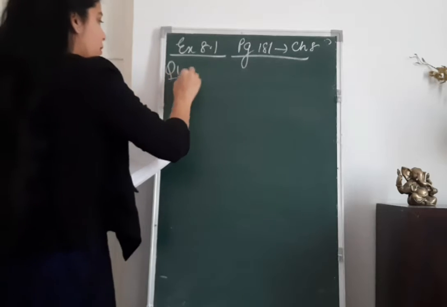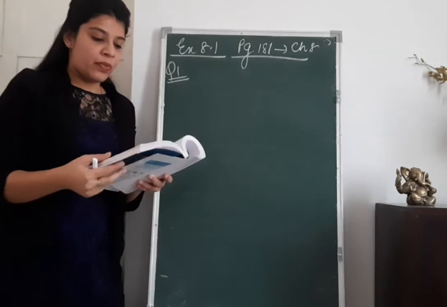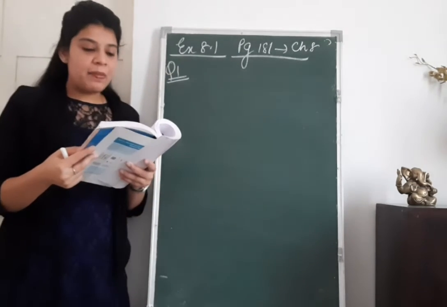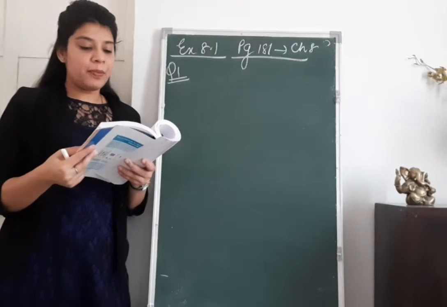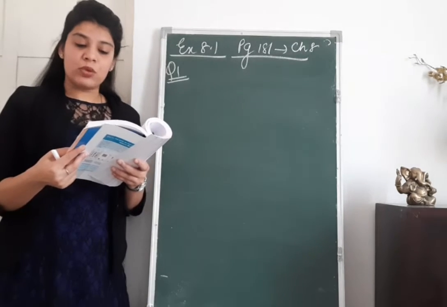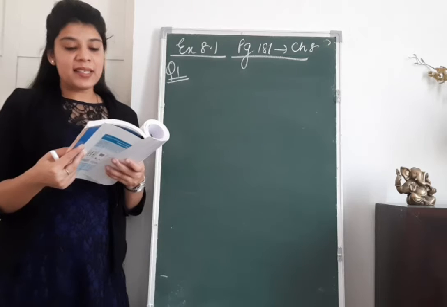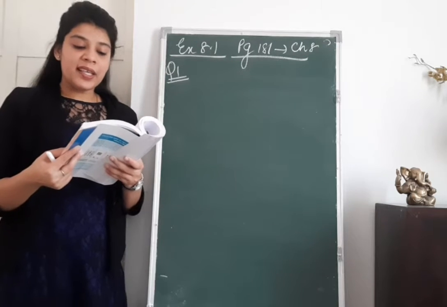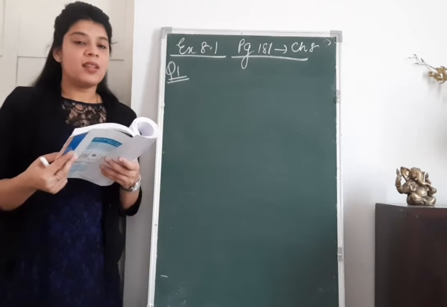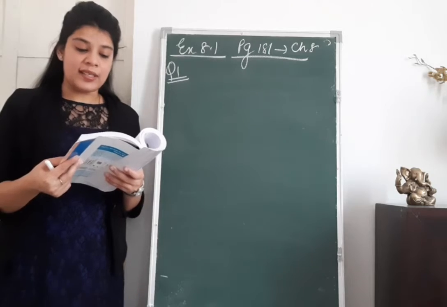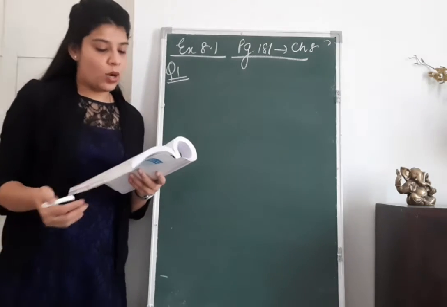Question number first. In triangle ABC, right angled at B, AB is equals to 24 centimeter, BC is equals to 7 centimeter. Determine sin A and cos A. The first part is sin A and cos A. Second part is sin C and cos C.